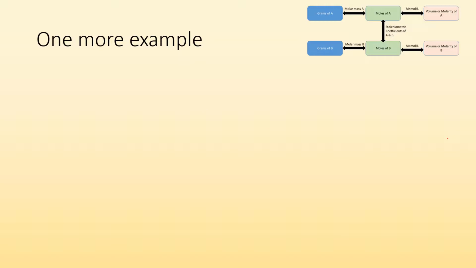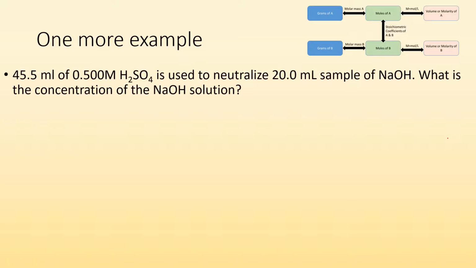All right, so one more example. I have 45.5 milliliters of 0.500 molar H2SO4. So that's my acid, right? So this is my molarity. This is my volume. It's used to neutralize a 20 milliliter sample of NaOH. So I got my volume on my base over there. What is the concentration? So I'm trying to figure out the molarity of my base. So I'm trying to get to over here. I know my volume and molarity of my acid. So how am I going to get there?